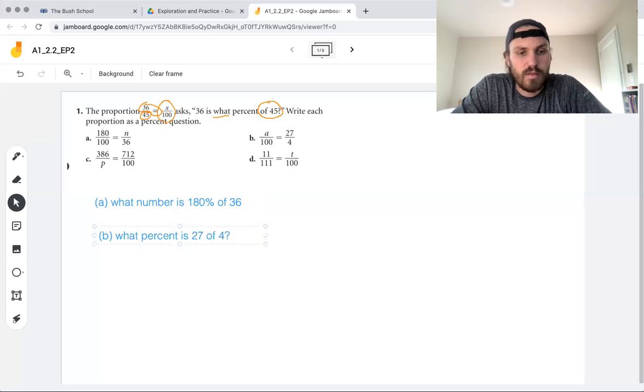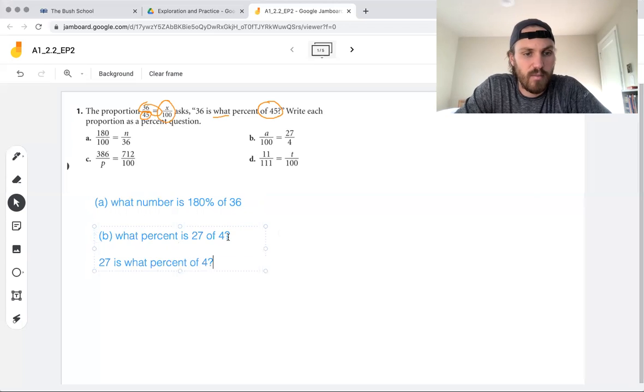Okay, so that's one way to write it, but usually what we would probably say is 27 is what percent of 4. That's just probably a more common way to write it. And so that's how we'll write it, but it's the same thing, right? 27 is what percent of 4? Okay, now you can try C on your own, hopefully.